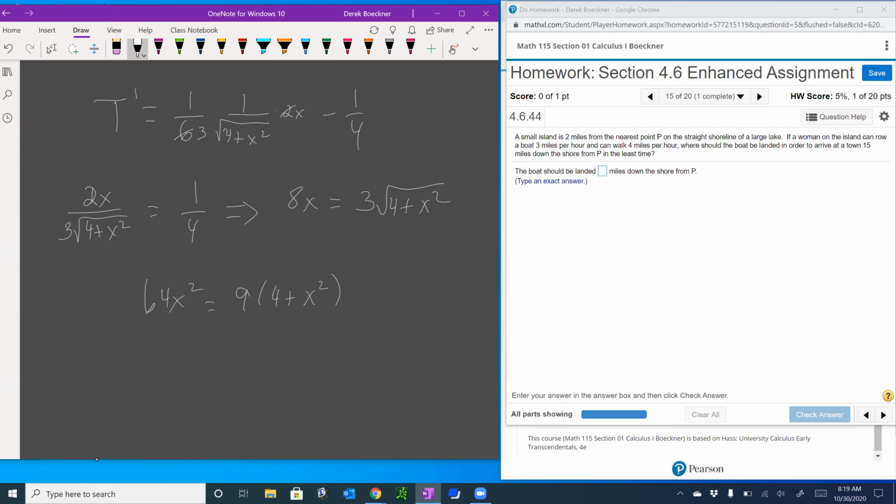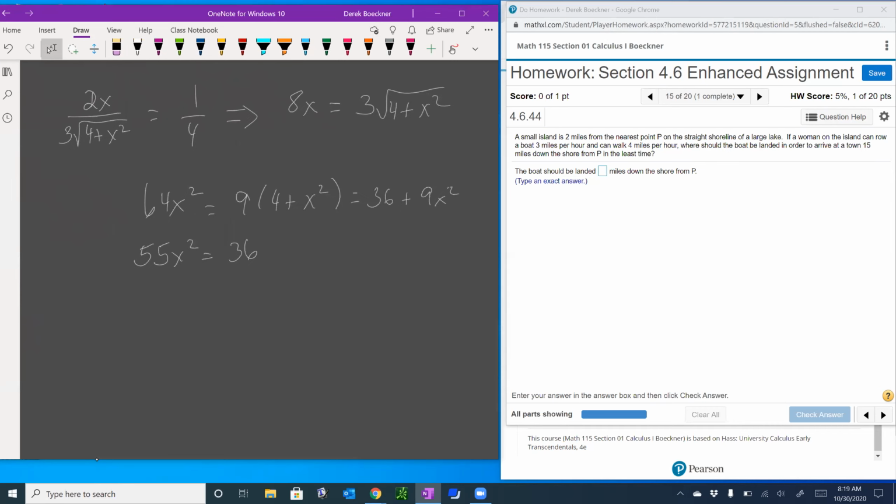So 55x squared equals 36. This is 36 plus 9x squared. So take away 9x squared from both sides, you get this. X squared equals 36 over 55. X equals, well, it doesn't make any sense for her to row farther away from town, so we're just going to go with the positive one. 6 over the square root of 55.